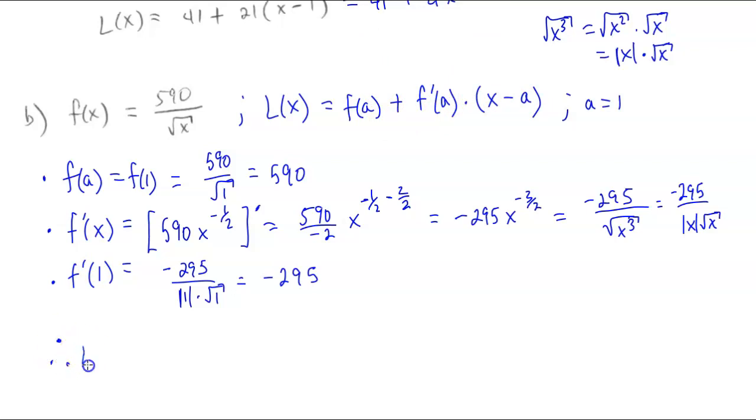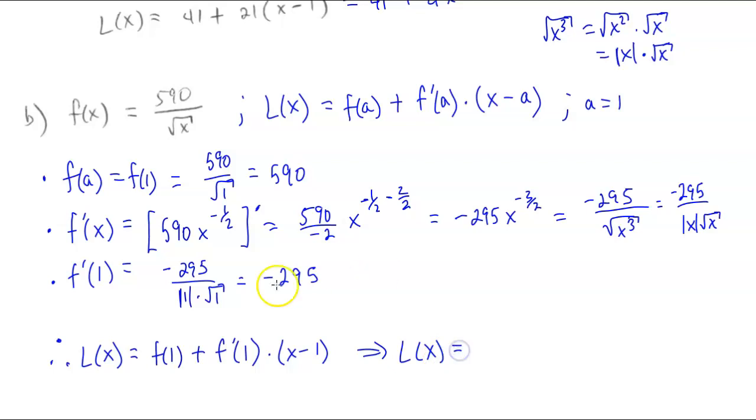So therefore, the linearization of this is going to be, I'll just write this in, f of 1 plus f prime of 1 times x minus 1. And we know that f of 1 is 590. F prime of 1 is going to be a minus 295. So, and we have x minus 1 here.